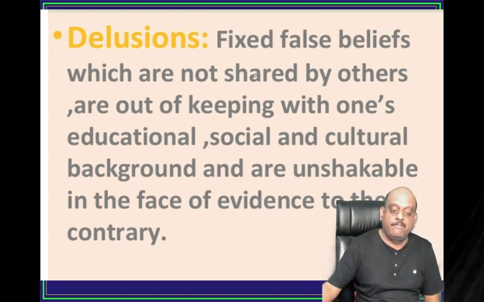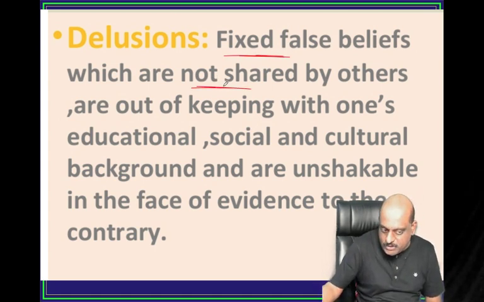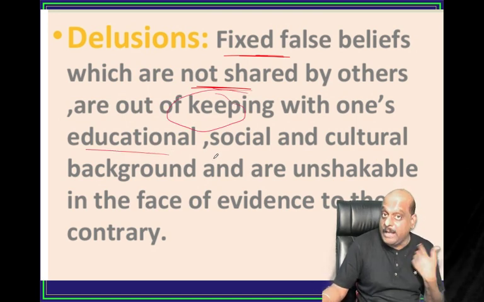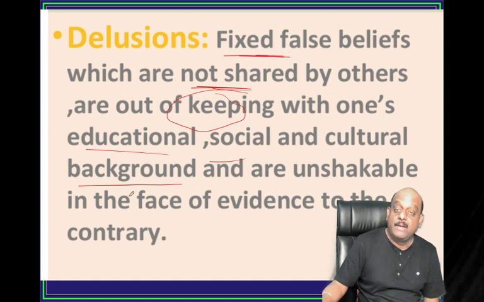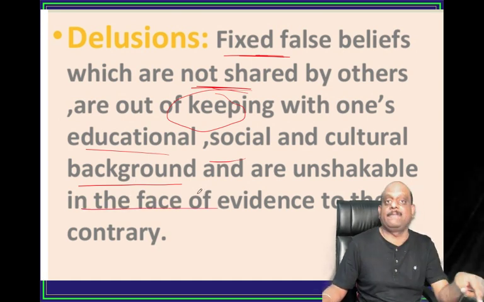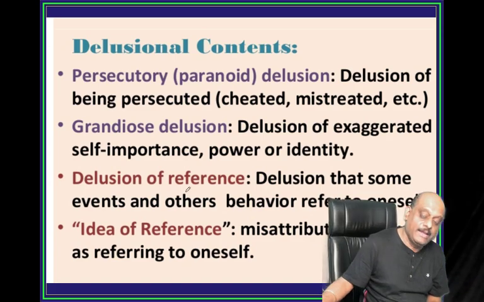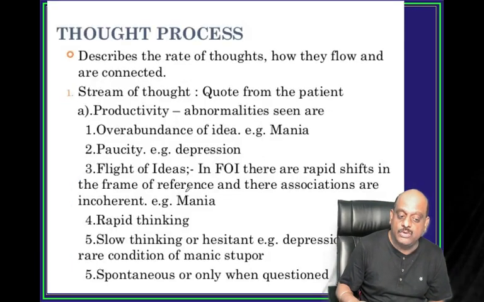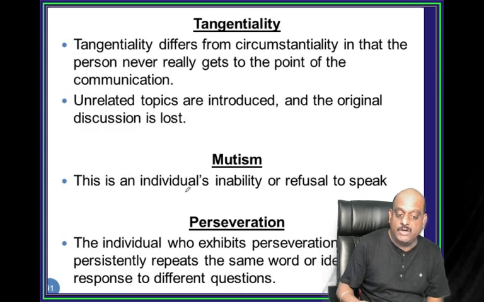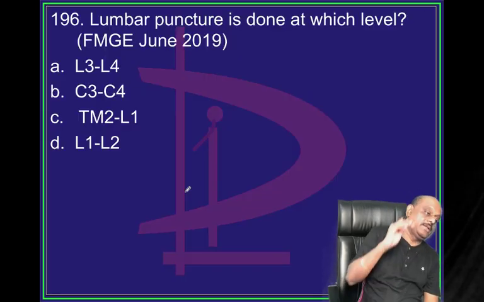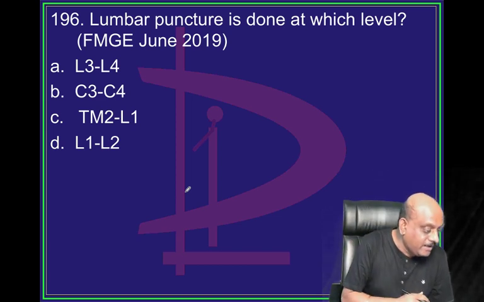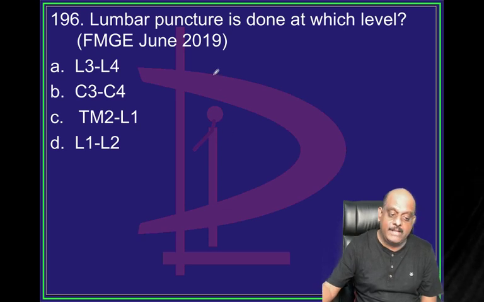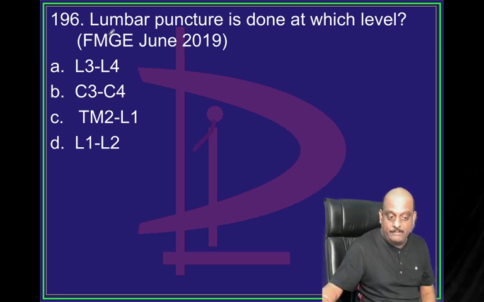Delusions are what? Fixed false beliefs which are not shared by others and are out of keeping with one's own educational, social, cultural background, but they are unshakable in spite of evidence to the contrary. That is called delusions. So you have to be very sure on all this terminology, doctor. एग्जामिनर पूछेगा. इसके पहले भी हम साइकियाट्री में बहुत डिस्कशन किया इसके बारे में. You have all that in the online mbbs.com video library.